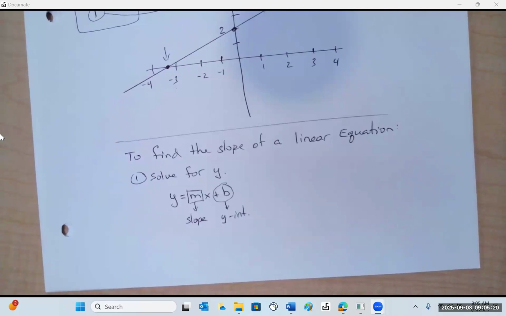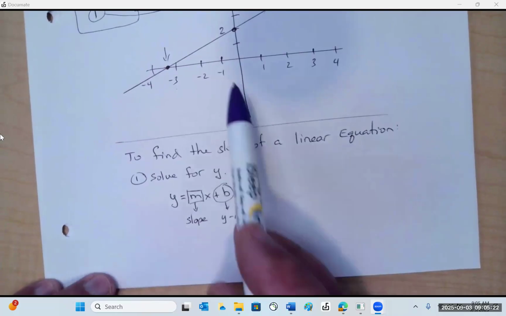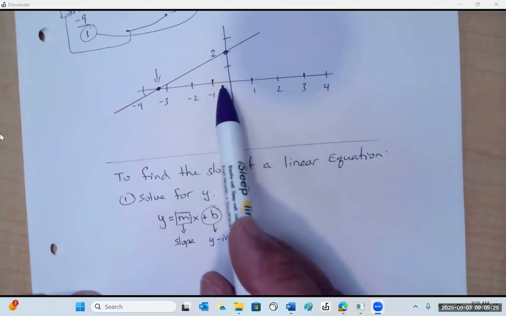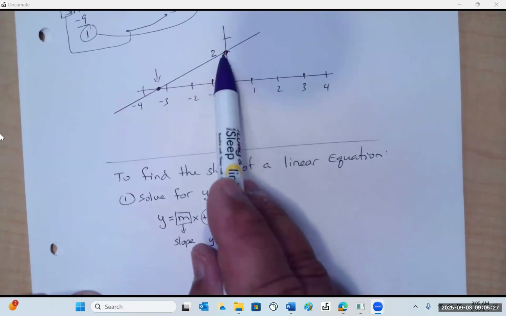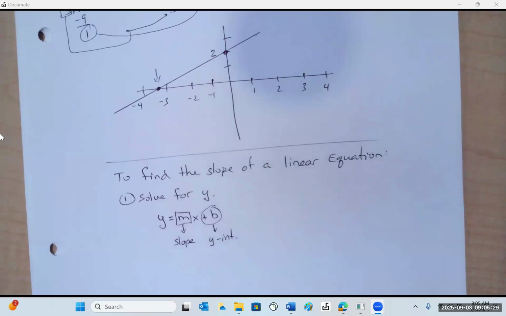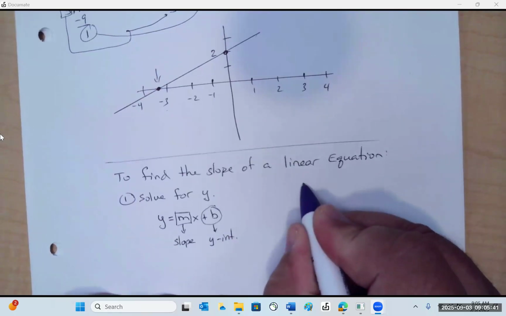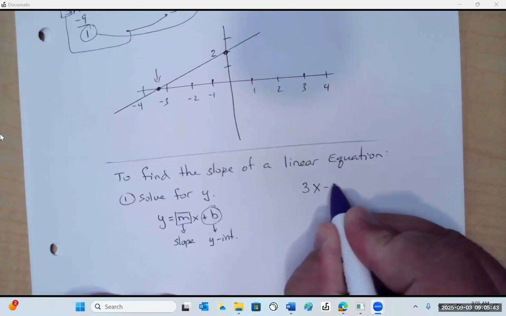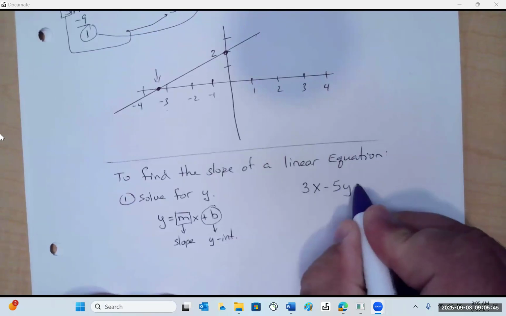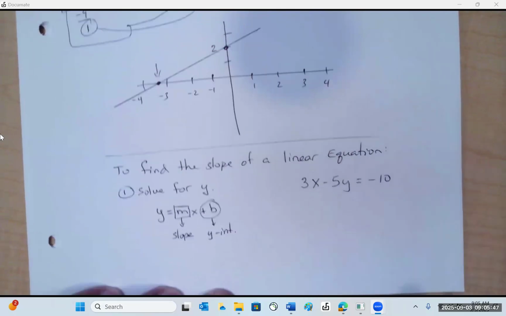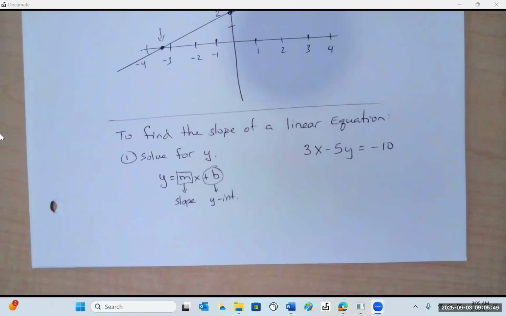And we can test this out because what is our y-intercept in our last graph? 0, comma 2. Very good. I'm glad you didn't say 2 because the y-intercept is a point. It's a location. It's 0, comma 2. So 3x minus 5y equals negative 10. Solve for y.